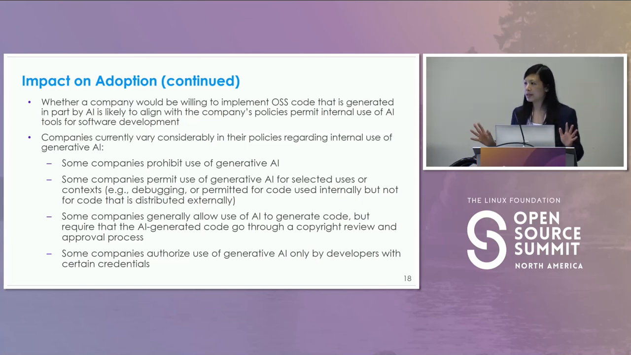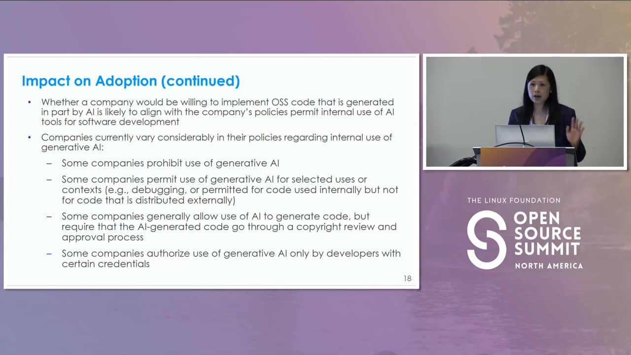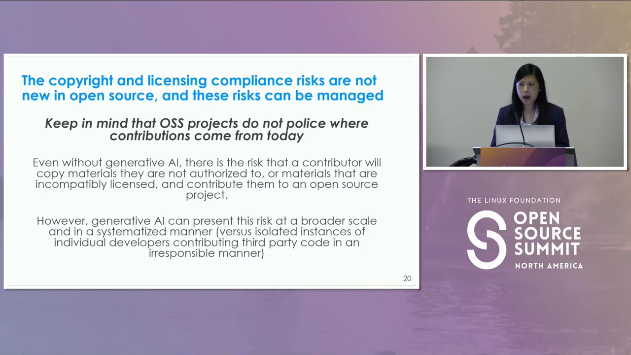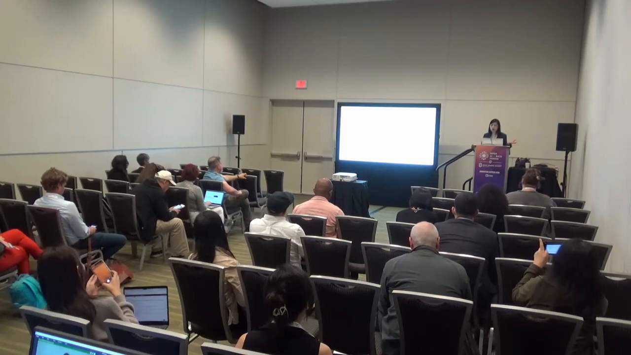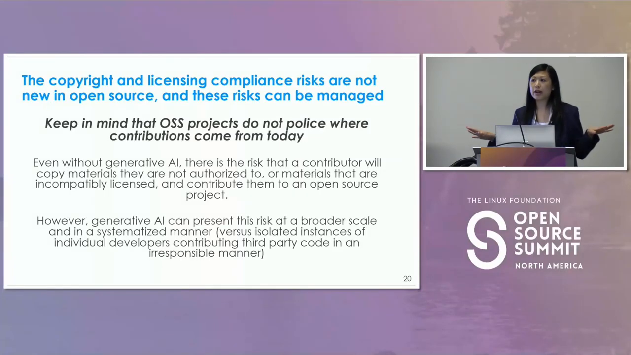And there are other policies that companies have developed to manage other types of risks, but those aren't so applicable in the context of open source development, so I won't go into those here. So how can open source projects and developers navigate these risks? These risks are manageable, and the tools are rapidly evolving to help manage these risks, which is great. I do want us all just to keep in mind that these are not brand new risks.